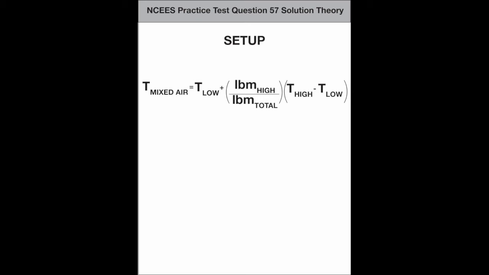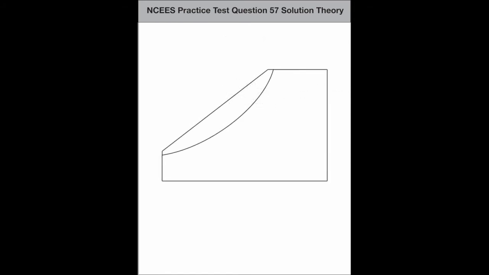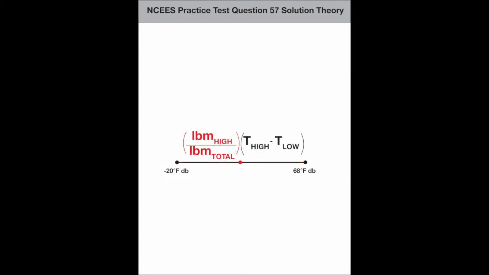On a hypothetical psychrometric chart, it can be demonstrated like this. Here is the low temperature airstream, given as negative 20 degrees. Here is the high temperature airstream, given as 68 degrees. The mixed air temperature will be somewhere in here, the delta of the airstream temperatures. You'll find it based on the ratio of masses of the two airstreams.